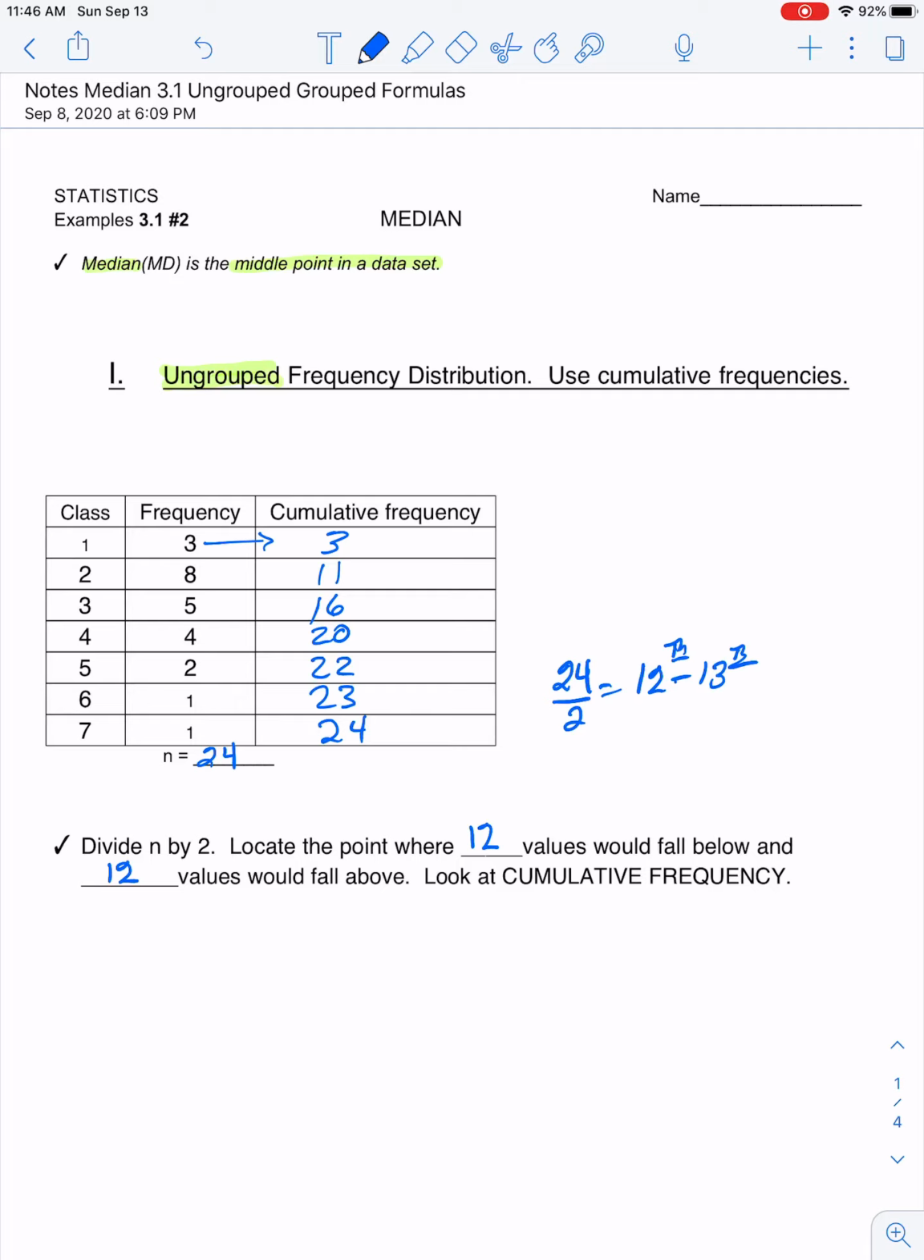So if you look down this cumulative frequency, where did the 12th and the 13th number occur? Well, we have 3, then we have 11, and again, we need 12 and 13. So the next space here, 16, would contain the 12th and the 13th number. When we look across here, we're going to find that 3 is occupying that space. So for this example, our median value is going to be 3.